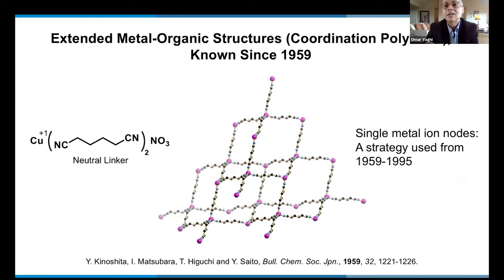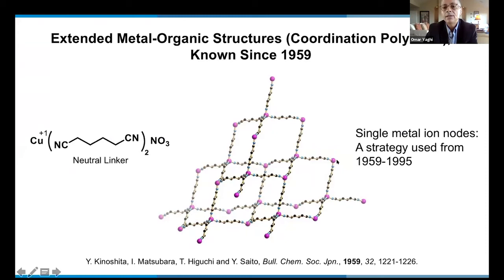At the urgent request of E, he asked me to give a little history about MOFs. What is the origin of MOFs? And I would say the first metal organic structures were crystallized back in 1959. And they were made from neutral linkers. This is going to be very important, linked by metal ions. This linkage is not so strong. This is a neutral nitrogen, a Lewis base, linked to copper one to make an extended structure.